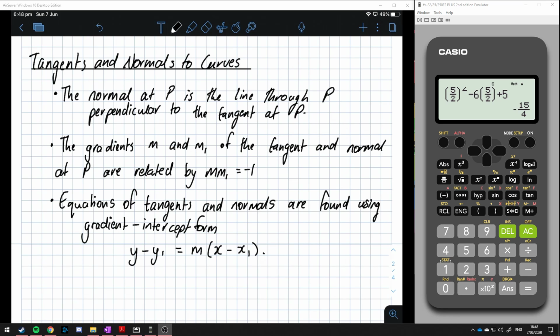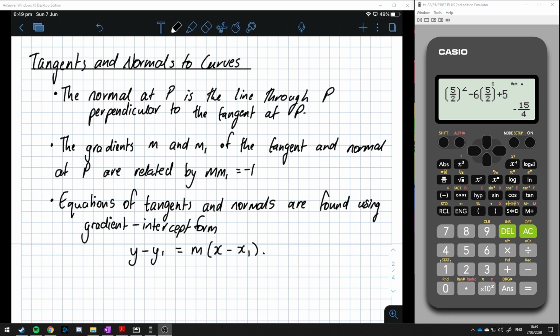Okay, our last bit of this video is tangents and normals to curves. So we're going to start off with the normal. Now the normal at P is the line through P perpendicular to the tangent at P. And you know that if a line is perpendicular to another, then if we multiply the gradients together, we're going to get -1. So for example, we noted the gradient of the line perpendicular to another with gradient 2 would be -1/2.